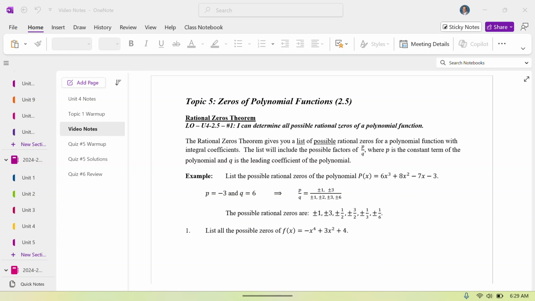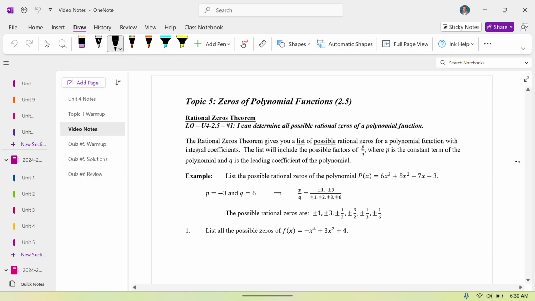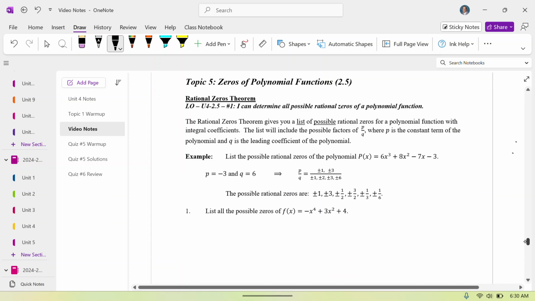Welcome to tonight's video on zeros of polynomial functions. Talking about the rational root theorem. The rational root theorem tells you how to create a list of possible rational zeros.